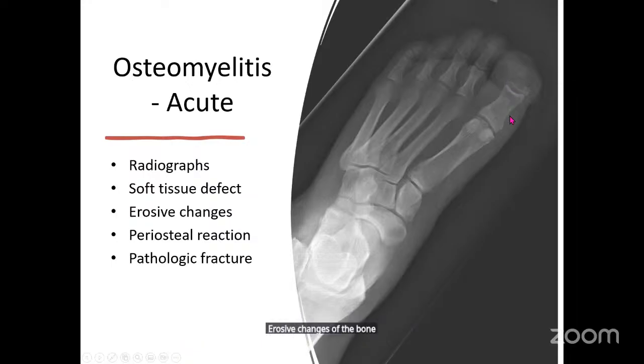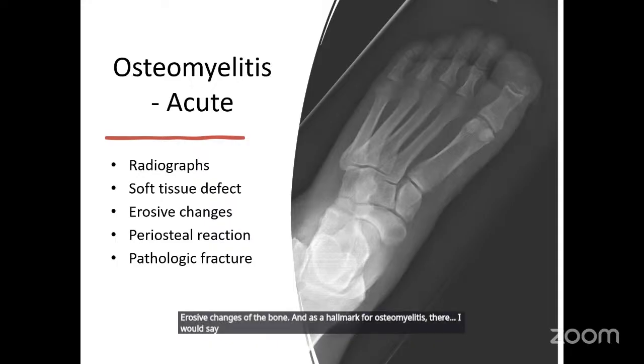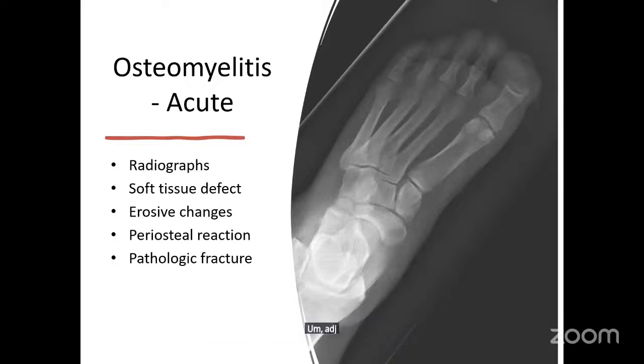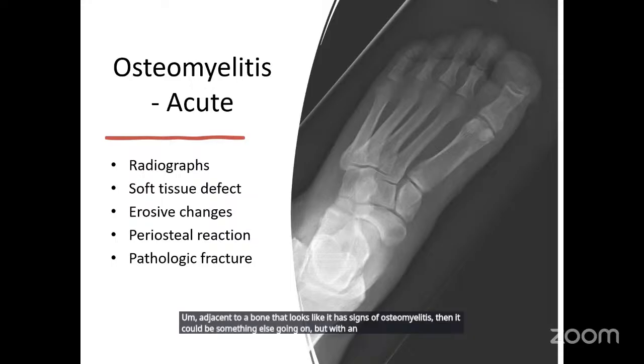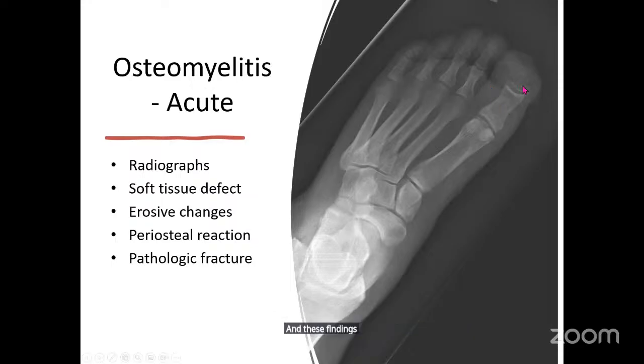And as a hallmark for osteomyelitis, I would say over 90% of the time, probably more than that, you really want to see some kind of wound near the erosions, or you should think of other entities along with infection. So if there's no ulcer adjacent to a bone that looks like it has signs of osteomyelitis, then it could be something else going on. But with an ulcer adjacent and these findings on X-ray, it's pretty much slam dunk osteomyelitis.